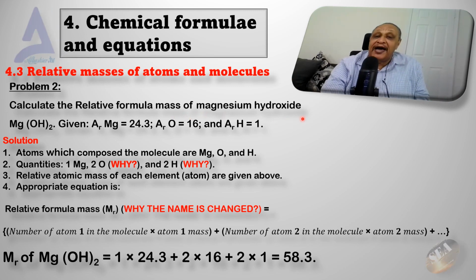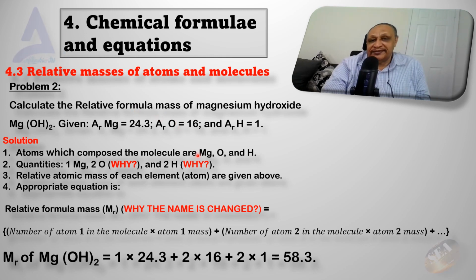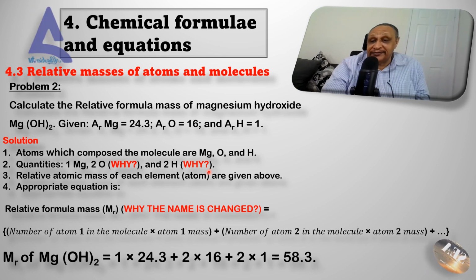Of magnesium hydroxide, and still there is the given information that the relative atomic mass of magnesium is 24.3, the relative atomic mass of oxygen is 16, and the relative atomic mass of hydrogen is 1. So why did he use the words relative formula mass? This is because this is an ionic compound.